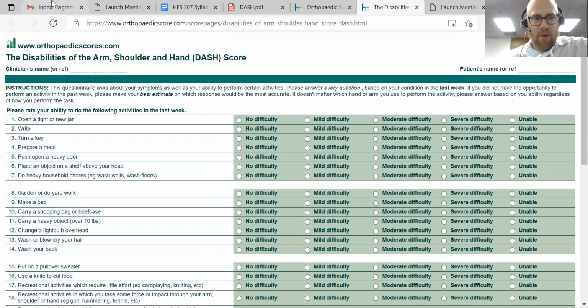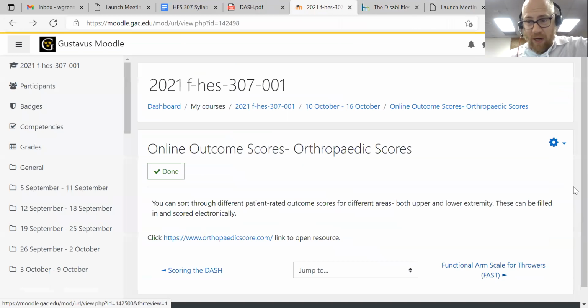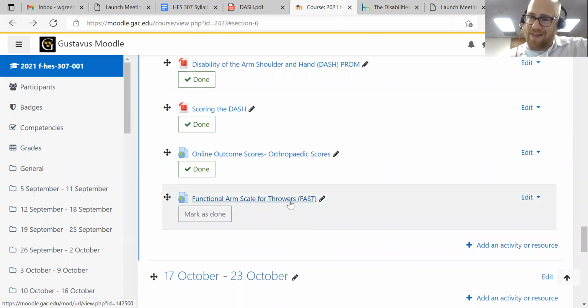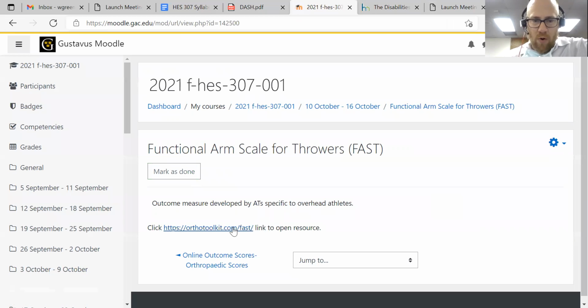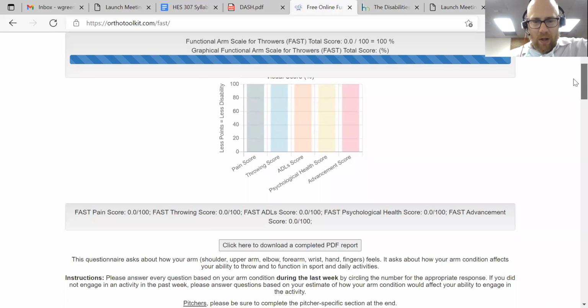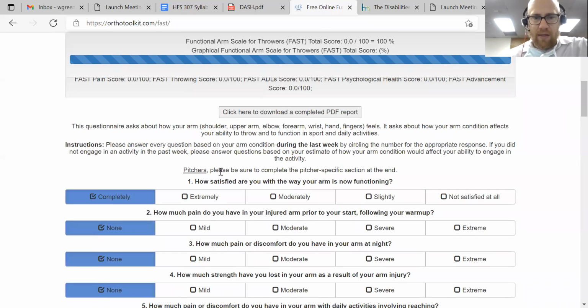There's another one that I posted as well, for overhead athletes, developed by athletic trainers, people that I learned from at A.T. Still when I was working on my doctorate. This is called the FAST, the Functional Arm Scale for Throwers. We can do the exact same thing here. Let's say we're a pitcher. We can go down and fill this out, just like this, and there are very specific instructions, actually.